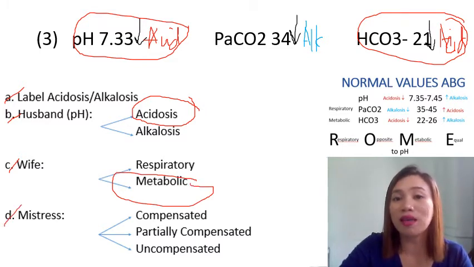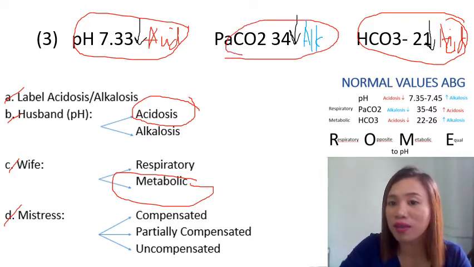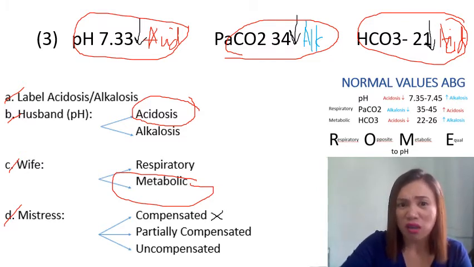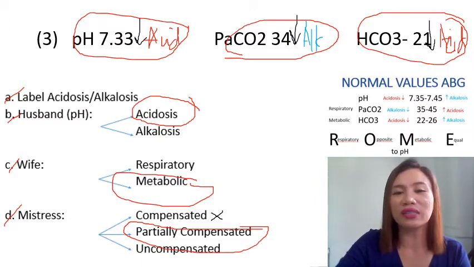Is the mistress doing something? Yes. Okay, let's look. Is it compensated? No, because your pH is abnormal. Therefore, it's not fully compensated. Is it partially compensated? Yes, your carbon dioxide is doing something. Your mistress is doing something. However, it's not effective because it did not normalize your pH. Therefore, it's partially compensated. So this result is metabolic acidosis partially compensated.